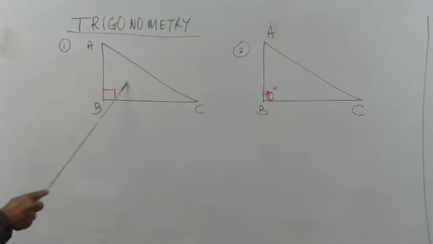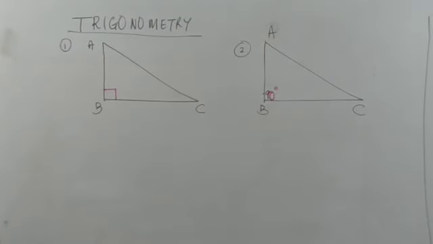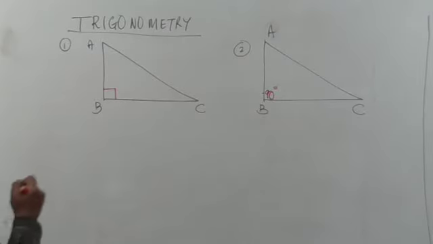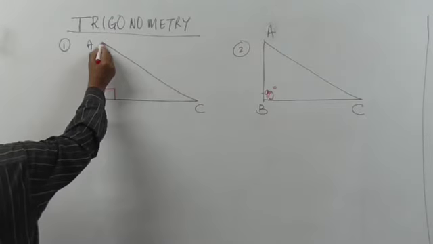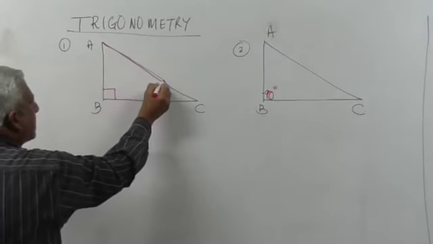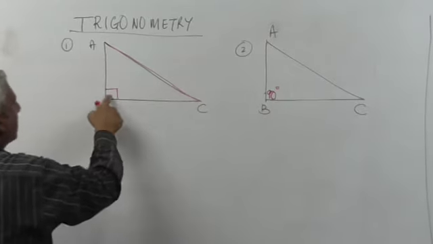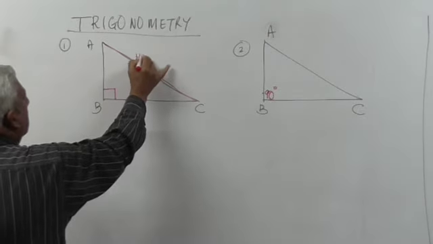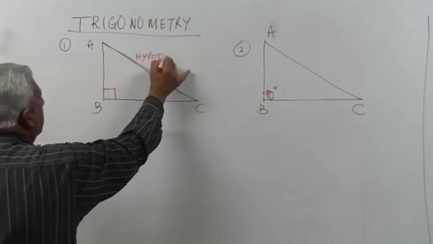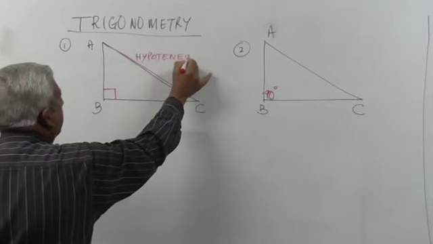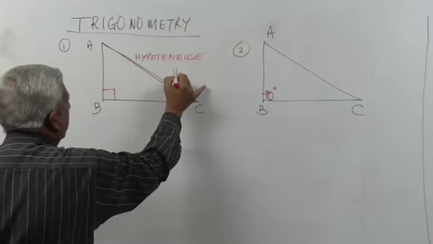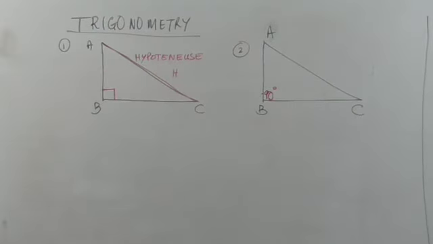Number two. Firstly, you must make sure the triangles are right angled. Secondly, identify the hypotenuse, which you already know. The hypotenuse is the longest side or the side opposite the right angle. So this is your hypotenuse, which we shall just call h for short.